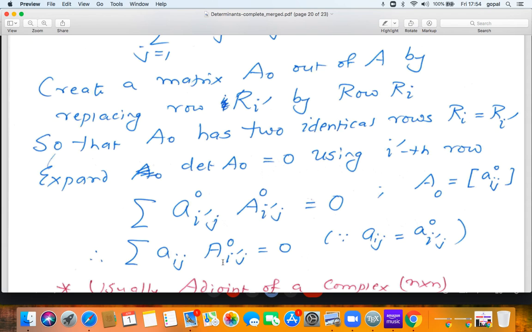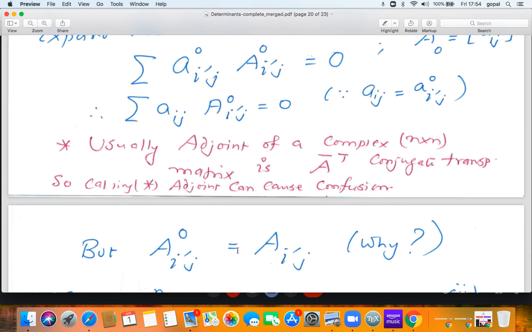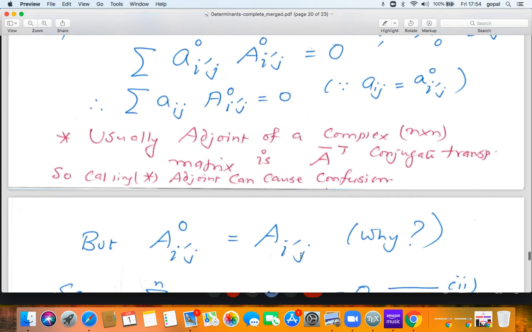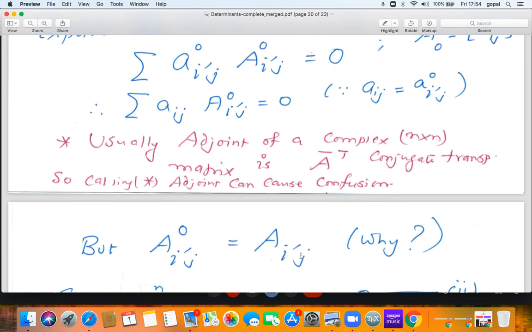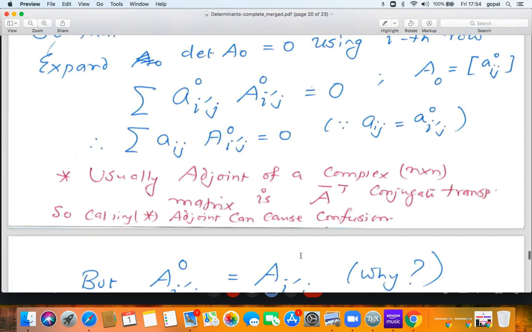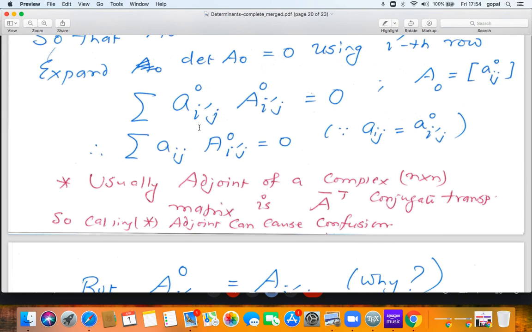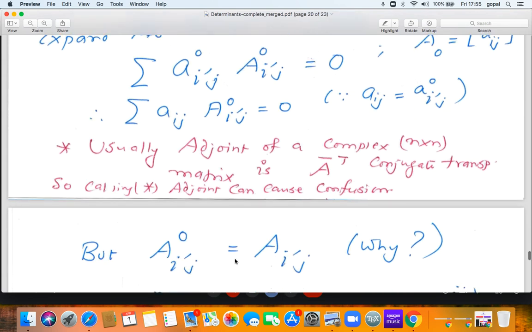But now let us look at this A naught i prime j. Now A naught i prime j must be the same as A i prime j. Now why is this so? I'd like you to stare at this. When you're computing the cofactor of A naught, superscript 0, i prime j, you're going to remove the i prime row, right? The tampered row has been removed. Correct? The tampered row has been removed. That is why when you're computing the cofactor, A naught i prime j is going to be identical with A i prime j. Because A naught is obtained from A by tampering the i prime row, but the i prime row has been removed while computing the cofactor. So you're going to get the same cofactor of A.